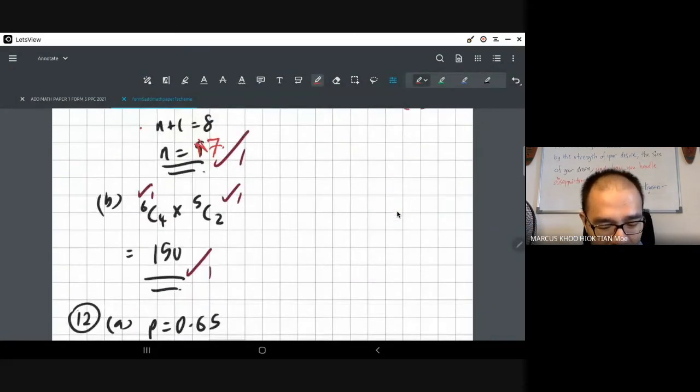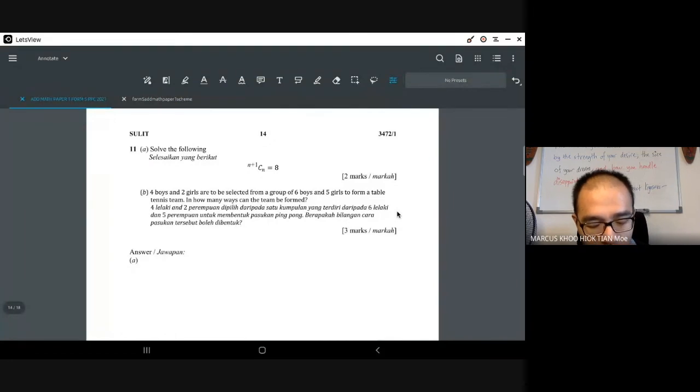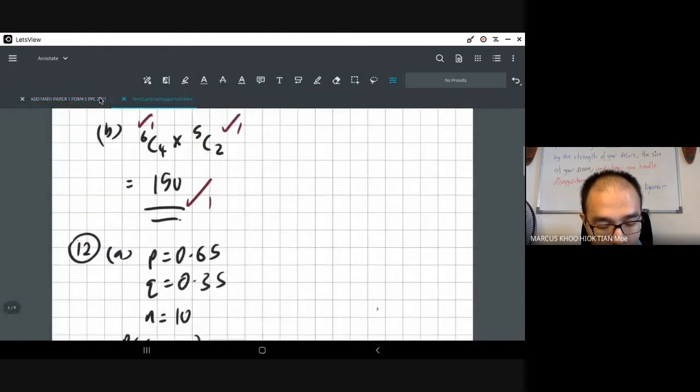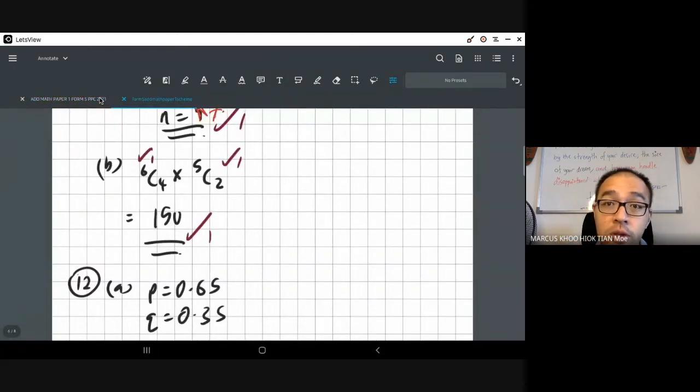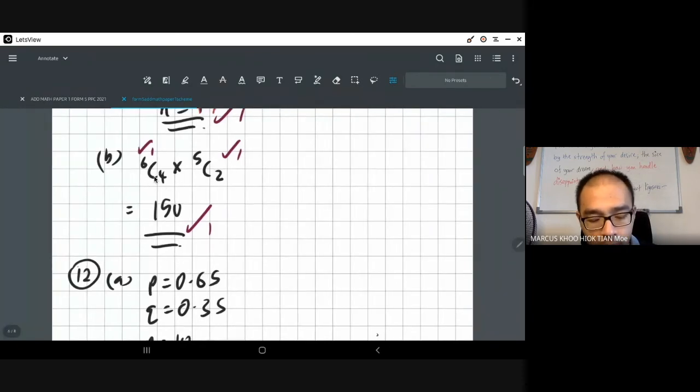All right. Next question. 4 boys and 2 girls are to be selected from a group of 6 boys and 5 girls to form a table tennis team. Okay, in how many ways can the team be formed? So we need to talk about the boys. The boys will be 6 choose 4, and then the girls will be 5 choose 2. Okay, and so what we will get will be 6 choose 4, and then we multiply by 5 choose 2, because this has to happen simultaneously, and so you will get 150 ways. Okay, this is pretty simple. So 1 mark for 6 choose 4, 1 mark for 5 choose 2, and then the final mark is for the 150.